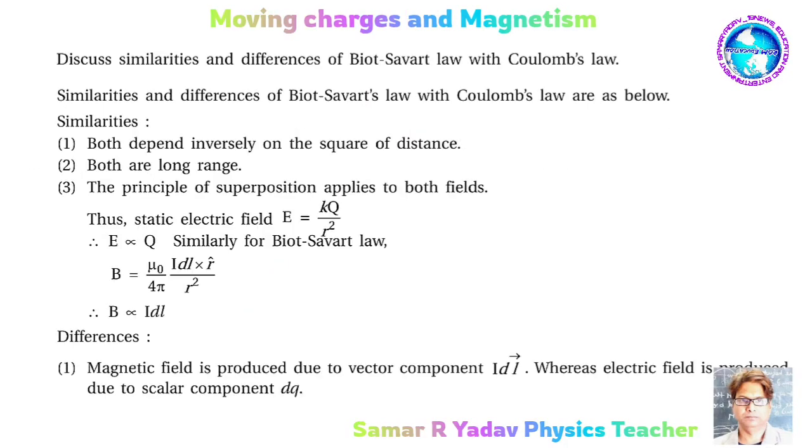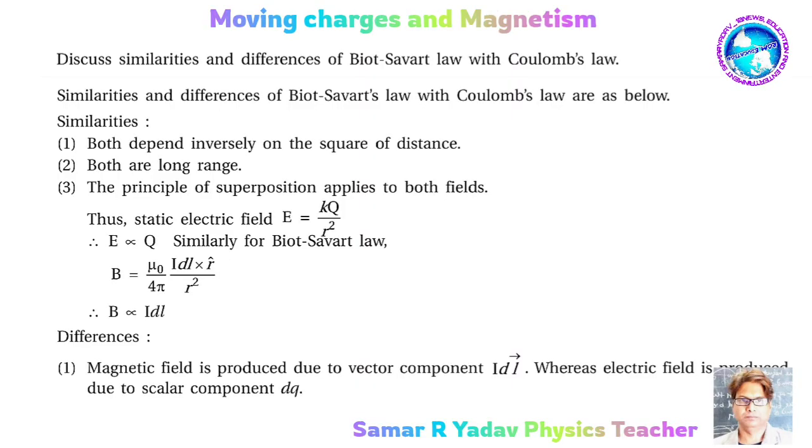Discuss similarities and differences of Biot-Savart law with Coulomb's law. Similarities: first, both depend inversely on the square of the distance. Second, both are long range. Third, the principle of superposition applies to both fields.